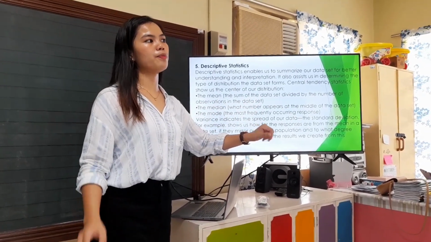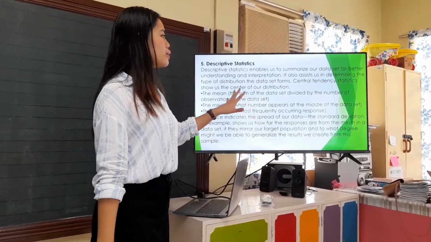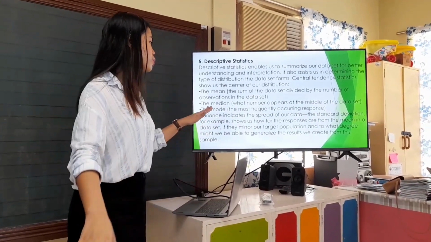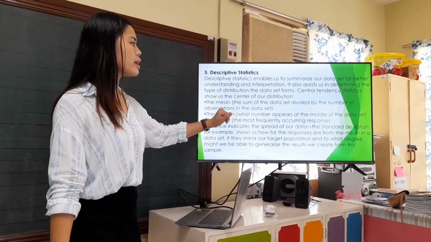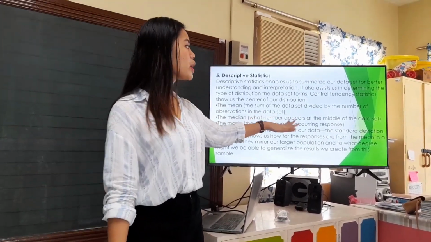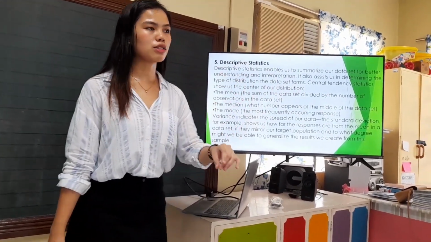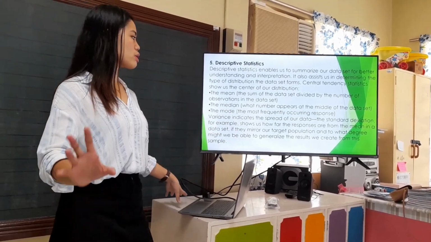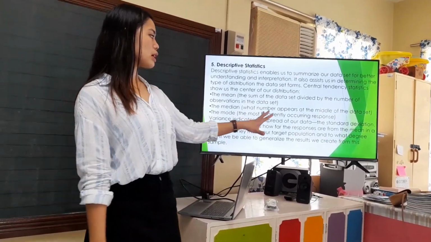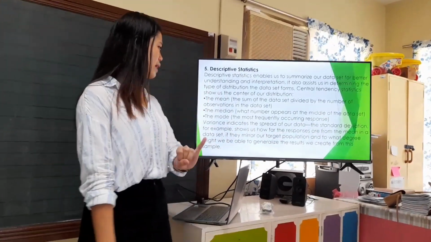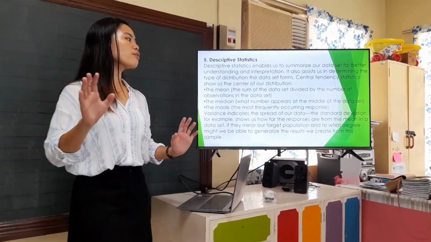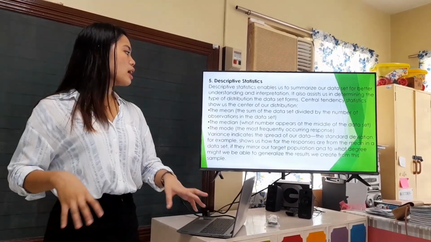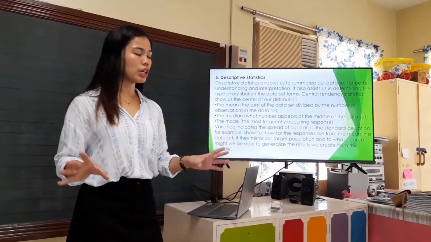So when we are in a field, we can really apply this data or the descriptive statistics. We have also the mode, the median, which is the number that appears at the middle of the data set. So median, middle. The mode is the most frequently occurring response, and the variance also indicates the spread of our data. The standard deviation, for example, shows us how far the responses are from the mean in the data set if they mirror our target population.